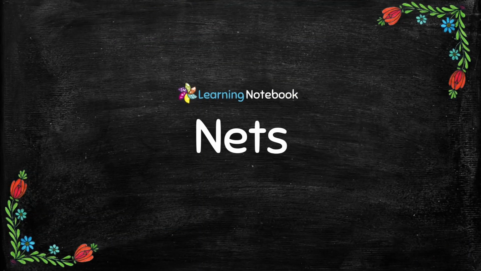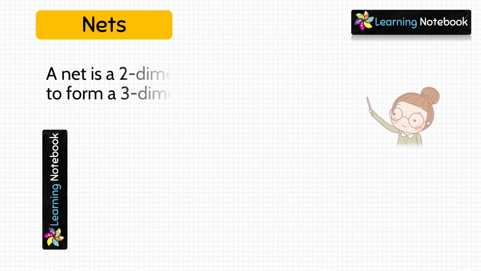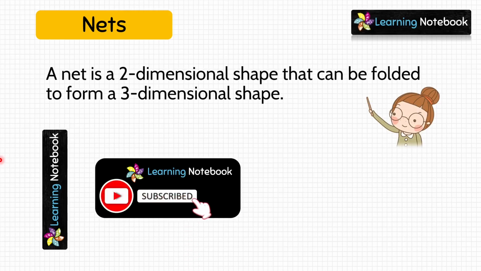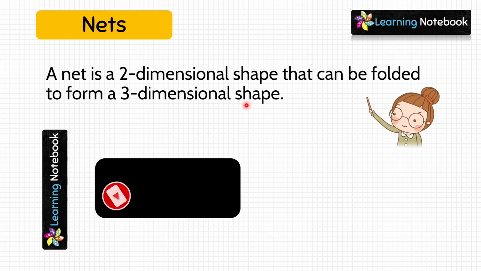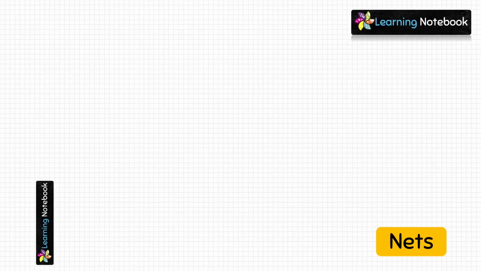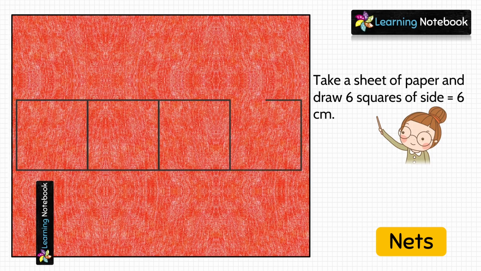Now our next topic is nets. A net is a two-dimensional shape that can be folded to form a three-dimensional shape. Let's understand this with the help of an example. Take a sheet of paper and draw 6 squares of side equal to 6 cm as shown here.